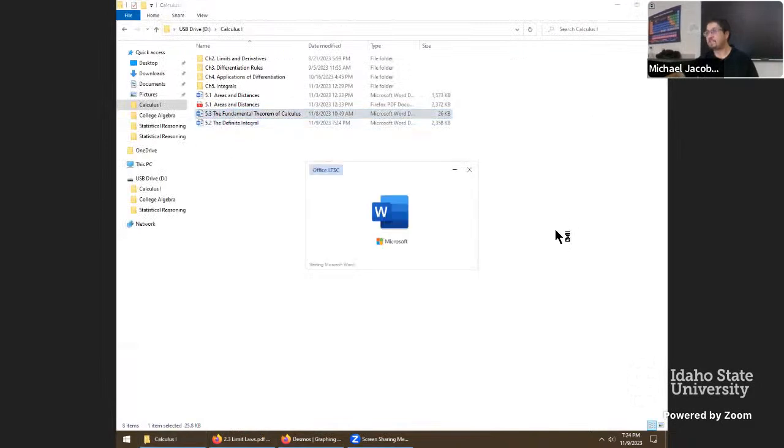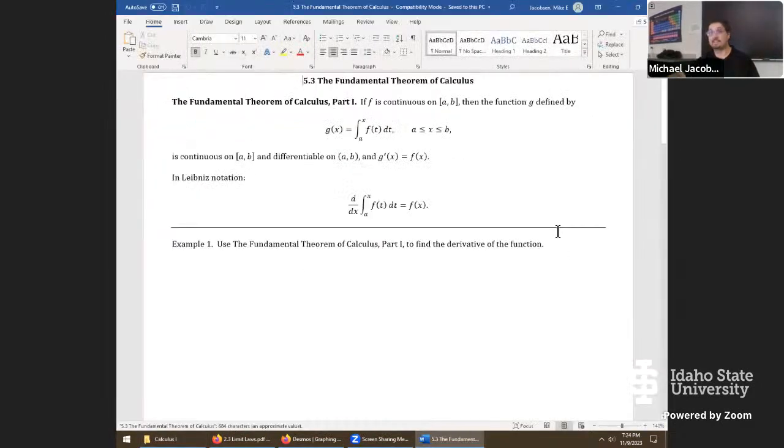And so finally, we're in section 5.3, the fundamental theorem of calculus. Now, part 1 is the more theoretical one. It's based off the function that we were just taking a look at, a function that gives you an area from a up to x.